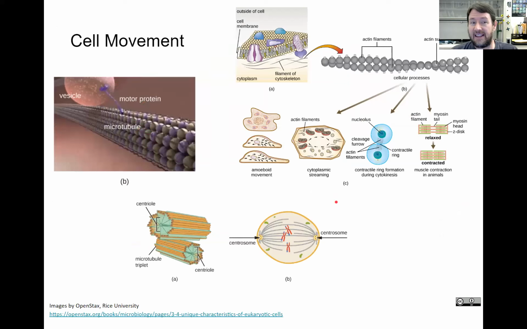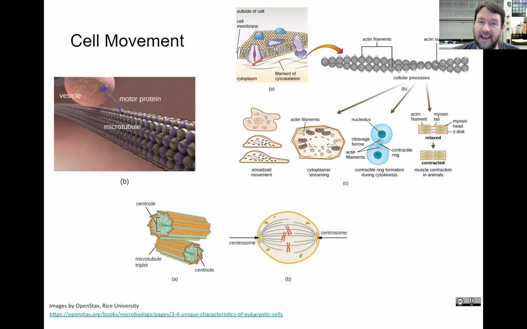Okay, why are we talking about the cytoskeleton? Well, if a cell needs to move, it's going to involve the cytoskeleton. So a lot of things are flexible within the cell. The plasma membrane is kind of fluid, but the cytoskeleton gives it support and also allows things to move in relation to each other.